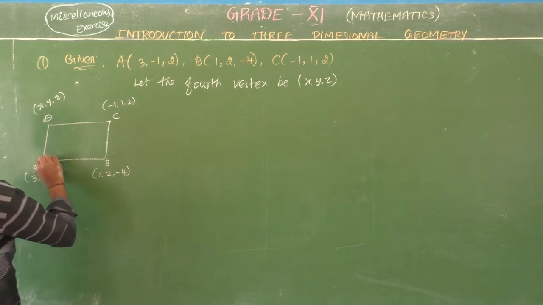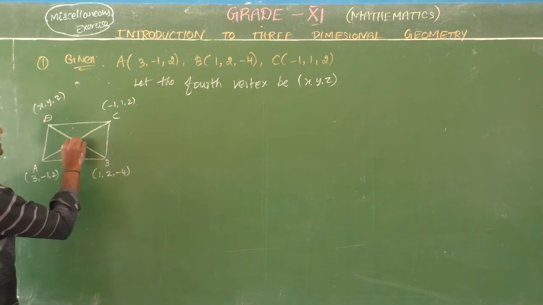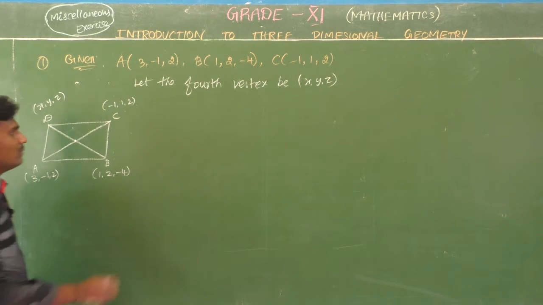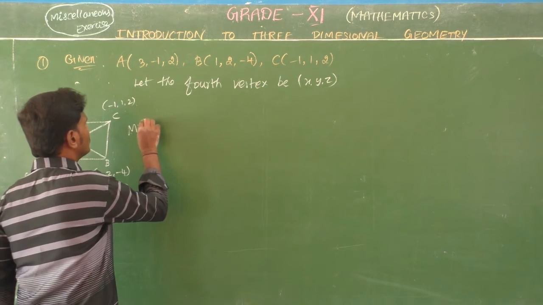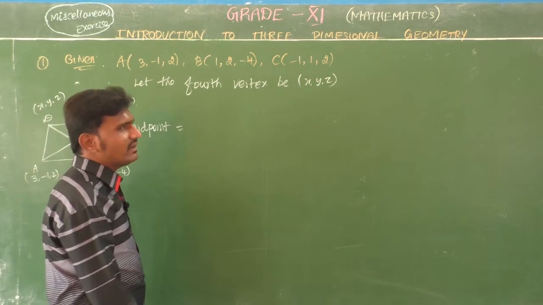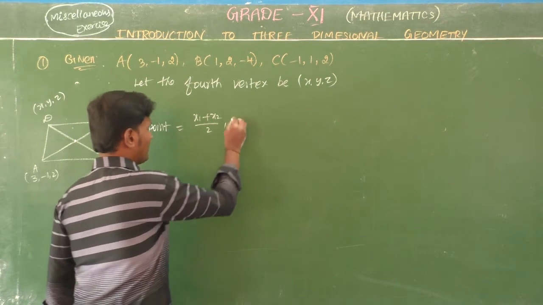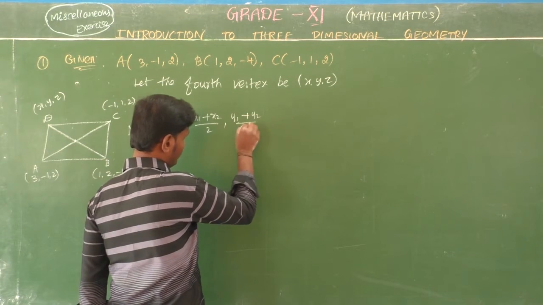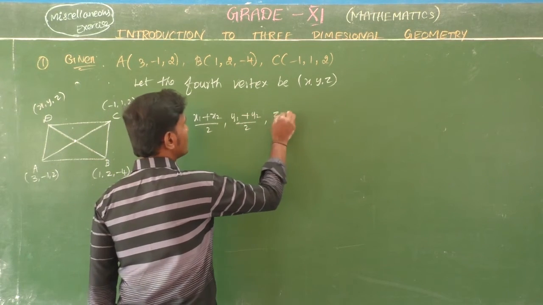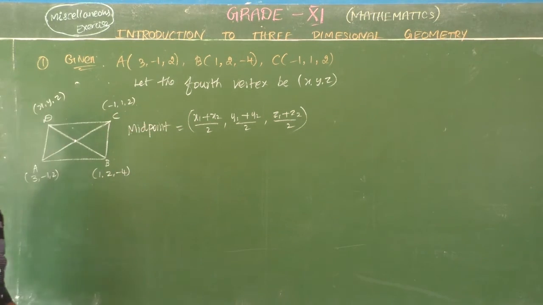Now what are the diagonals here? AC and BD. AC and BD also bisect each other. Now I am going to use the midpoint formula. You know the formula, students. In your previous 10th syllabus you learned (x1 + x2)/2, (y1 + y2)/2. Now coming to 3 dimensions, we have a third dimension, (z1 + z2)/2. So this is your midpoint formula.